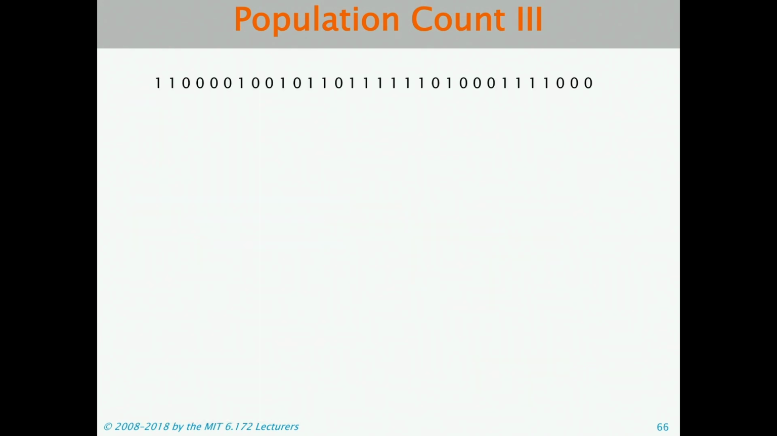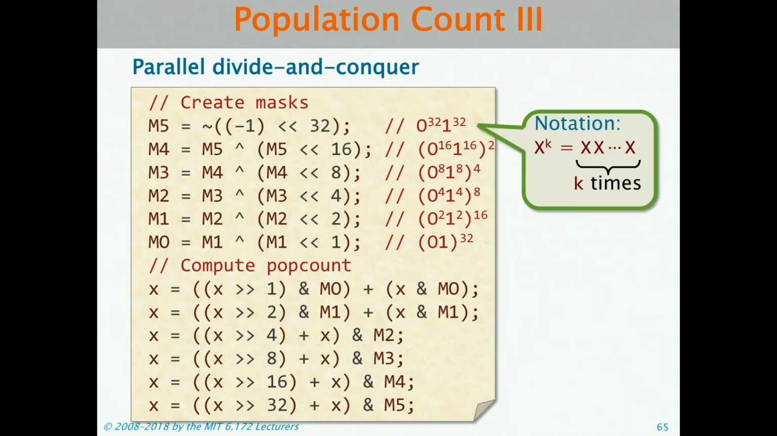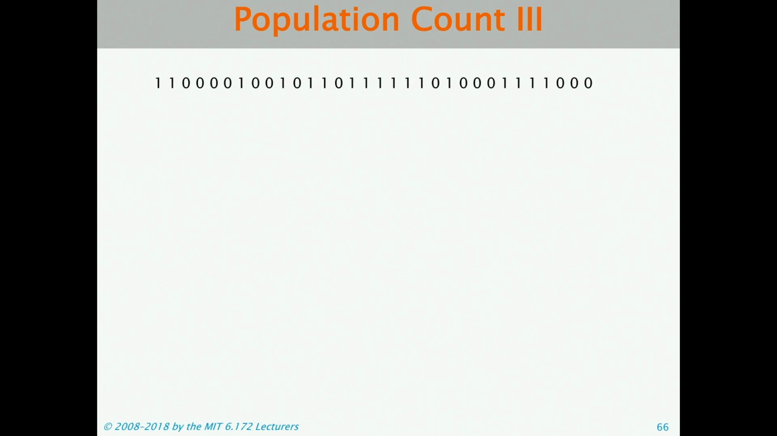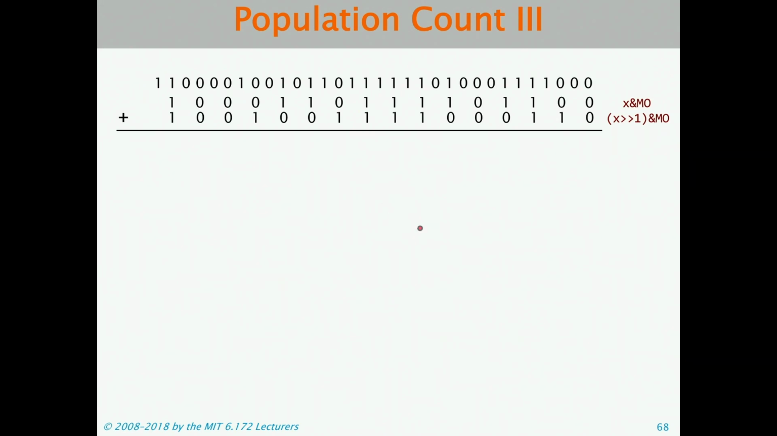So let's do an example to see how this works. Let's say we start with this bit string here. In the first step, we're going to AND x with the mask M0, and then we're also going to AND x right shifted by 1 with the mask M0. Recall that the mask M0 is just 0, 1 repeated 32 times, and therefore the mask is essentially extracting all of the even bits. So x ANDed with M0 gives us all of the even bits. And then when we right shift x by 1 and AND it with M0, that's going to give us all the odd bits. And then we're going to line those two things up and add them together.